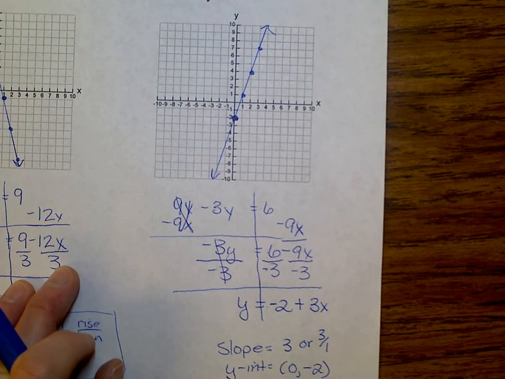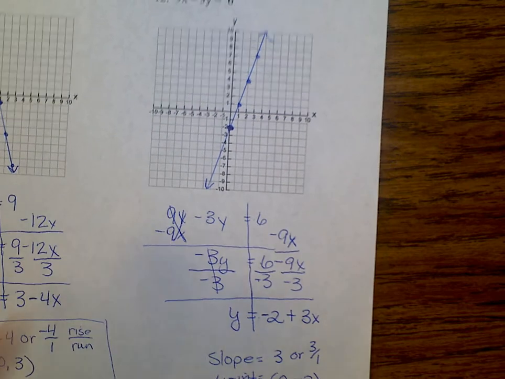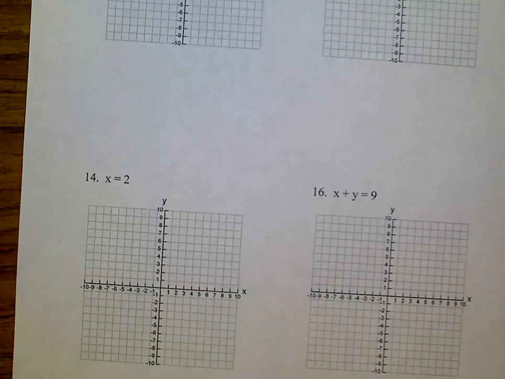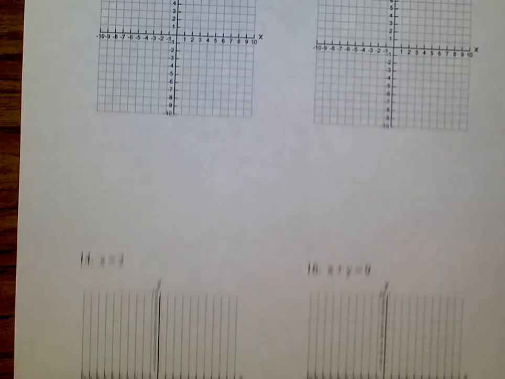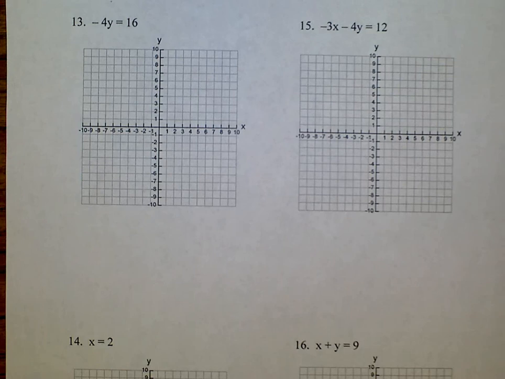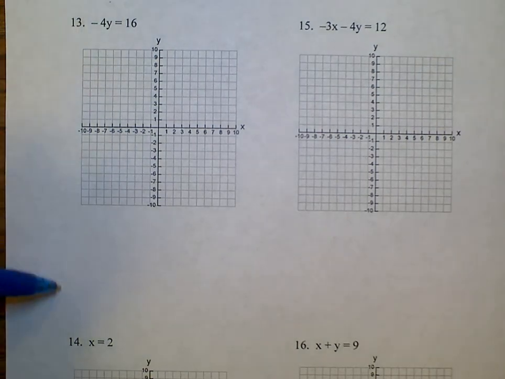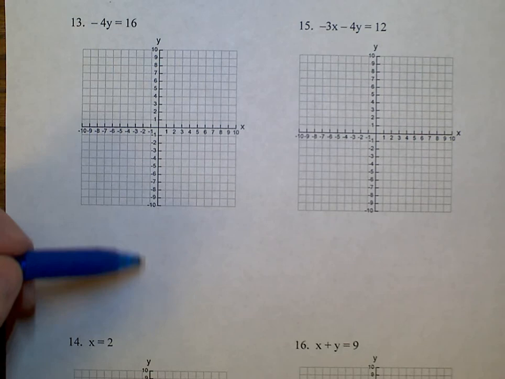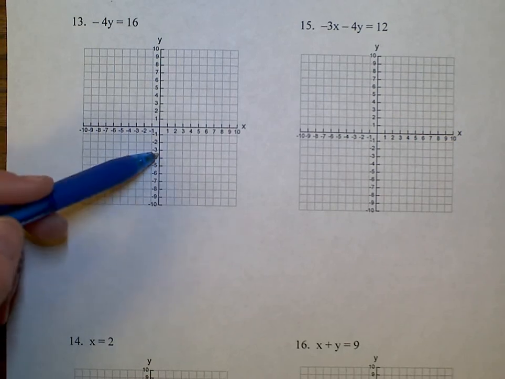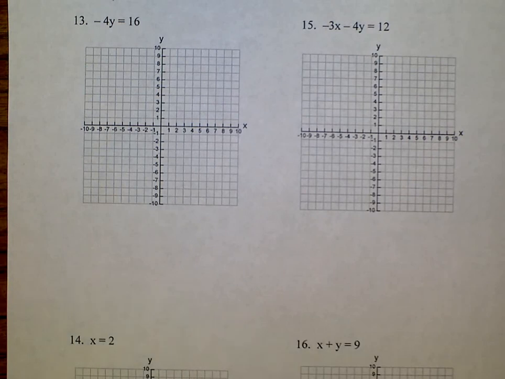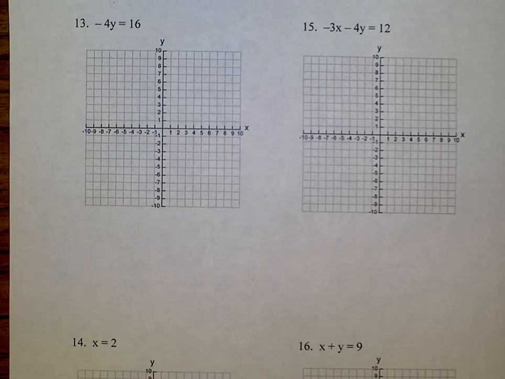So that's number 12. So I want you to work on the rest of the problems, and I think they go through 18. Working on graphing these on your own, you've got to get y by itself, so you're going to have to do some work down here, then find your slope and your y-intercept, plot your y-intercept, and use your slope to plot the other points to make your line. So pause your video, do the work, come back, and you can check your answers.